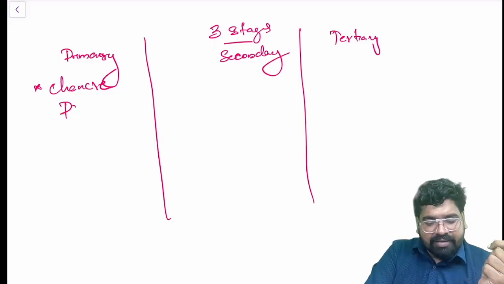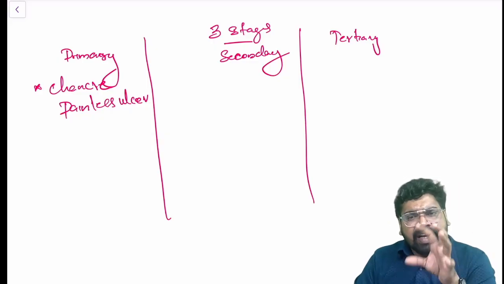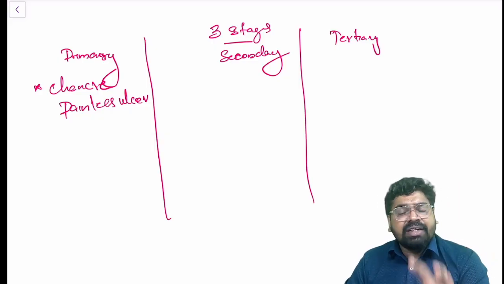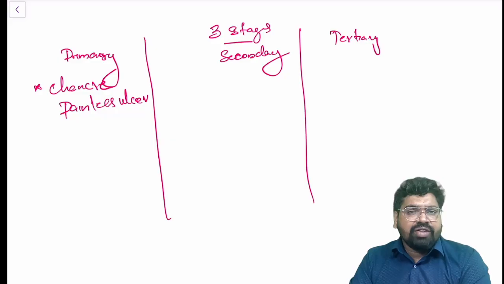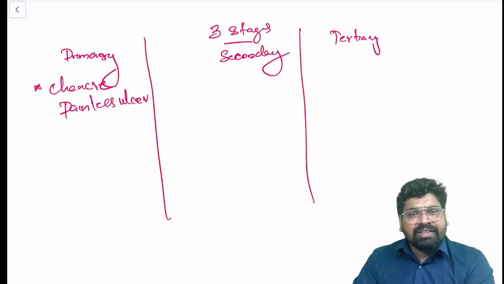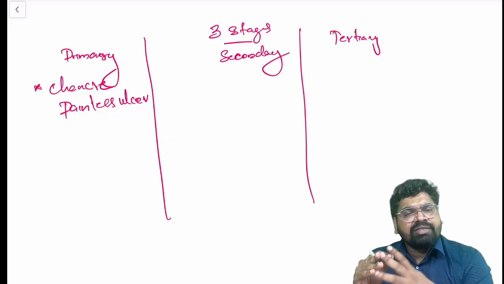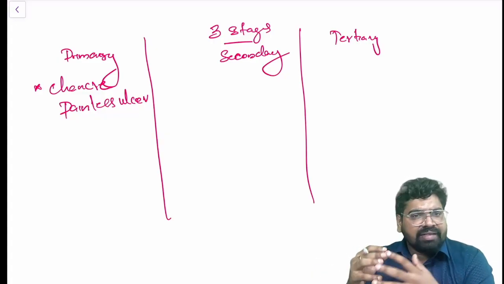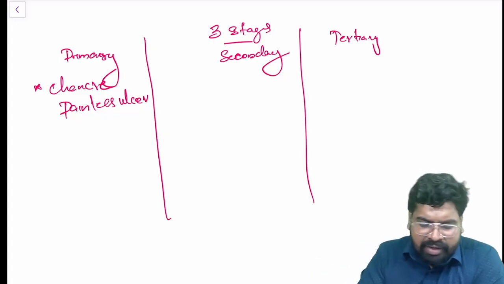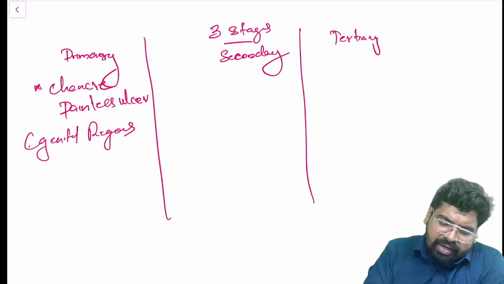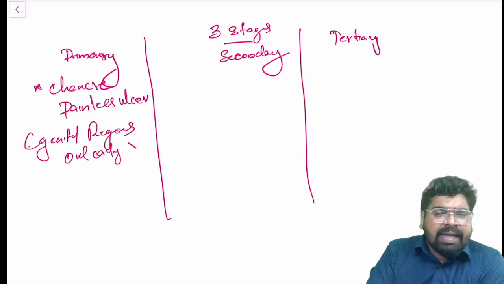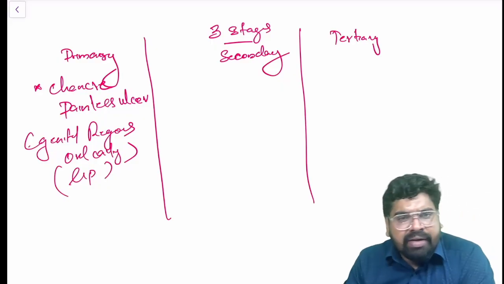Chancre is a painless ulcer. I am writing painless ulcer. This painless ulcer is seen at the site of inoculation. For a sexually transmitted disease, the site of inoculation is your genital organs. Due to oral sex practices, it can come in the oral cavity also. That is chancre, mainly a painless ulcer. It is mainly seen on the lip, and can be seen in the genital region and in your oral cavity also.